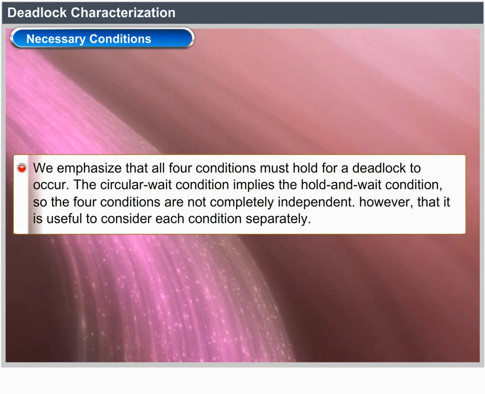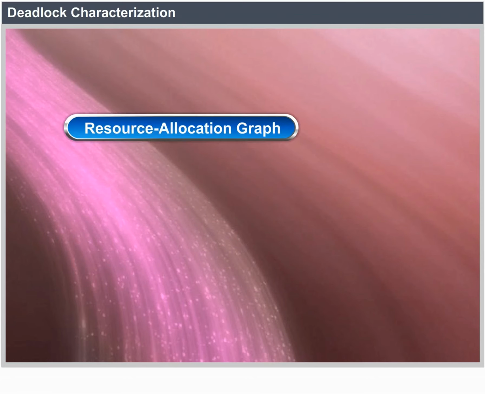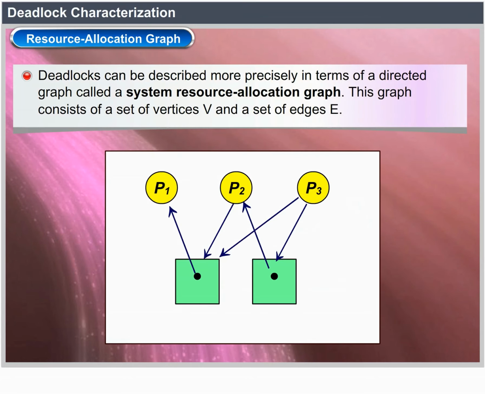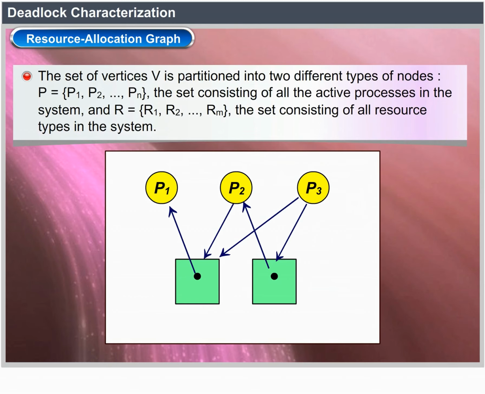Resource allocation graph. Deadlocks can be described more precisely in terms of a directed graph called a system resource allocation graph. This graph consists of a set of vertices V and a set of edges E. The set of vertices V is partitioned into 2 different types of nodes: P equals P1, P2 and so on till Pn, the set consisting of all the active processes in the system, and R equals R1, R2 and so on till Rm, the set consisting of all resource types in the system.